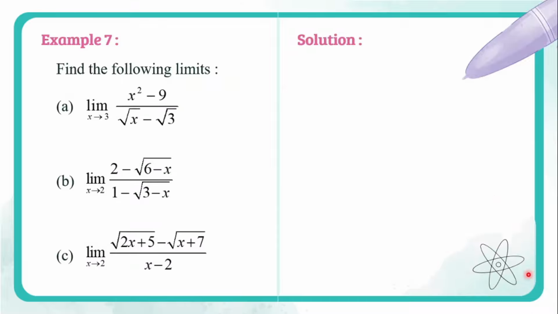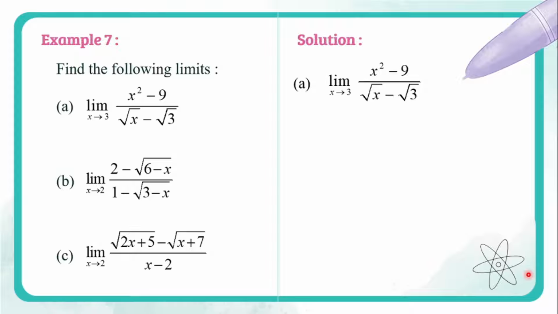Example 7. We are given 3 limits, but only 2 limits will be discussed in this video. For example 7c, the full solution has been given in your module. Okay, let's try example 7a.